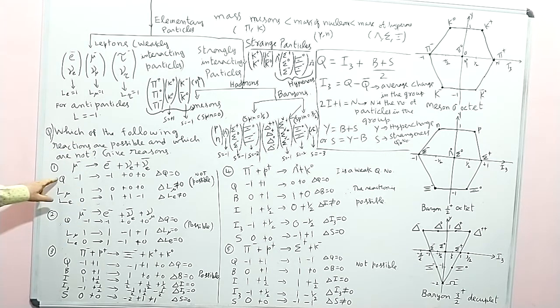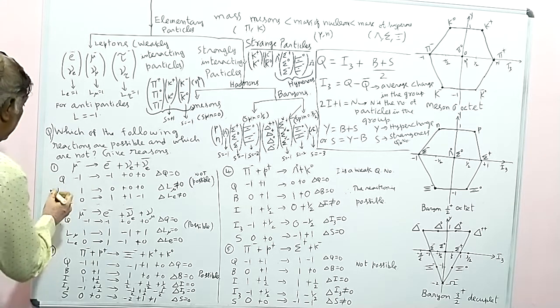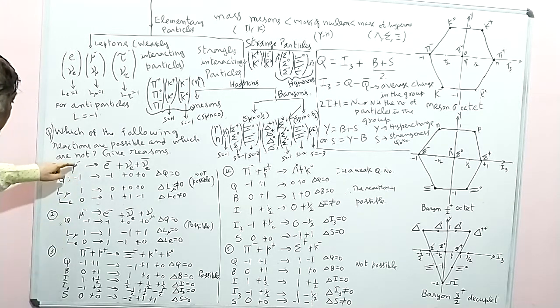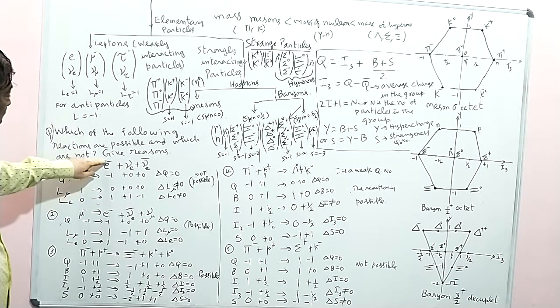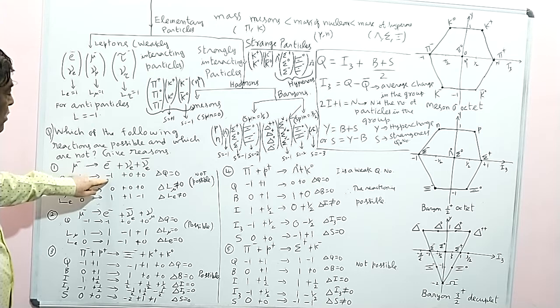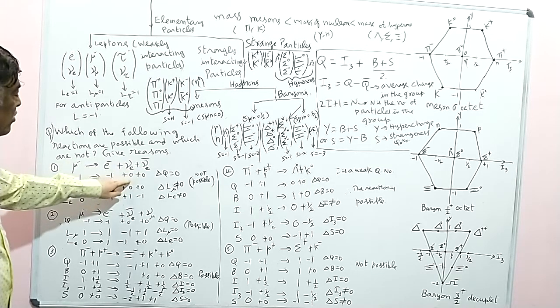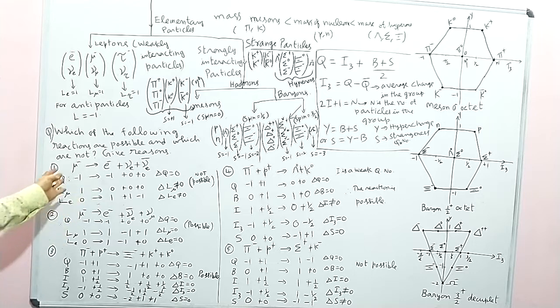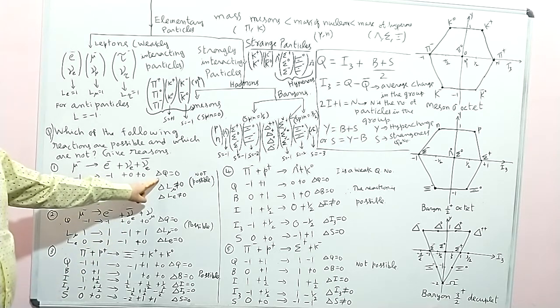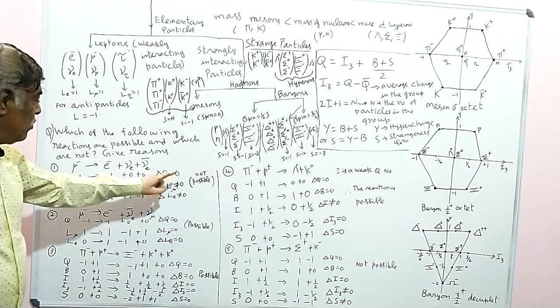So, first you write down the Q value, the charge. Here minus represents that the charge is minus 1. So, for the electron e minus, the charge is minus 1. For the neutrino as well as the antineutrino, the charge is 0, 0. So, on both the right side as well as the left side, the value of Q is equal to minus 1. Therefore, the difference in charge delta Q is equal to 0.